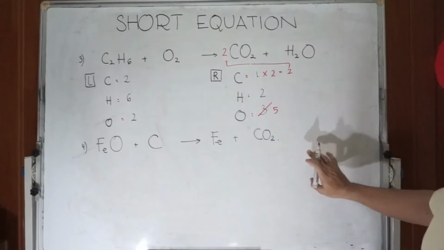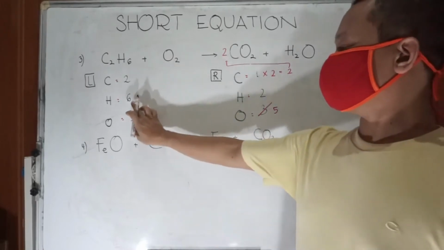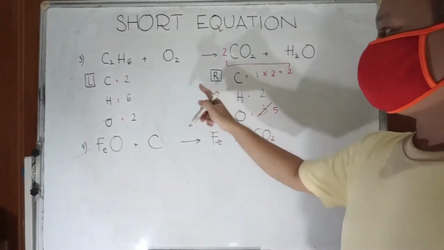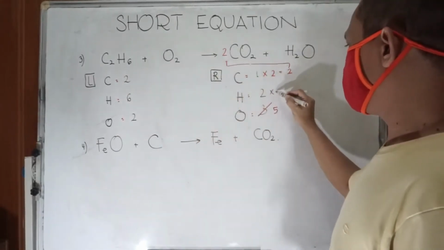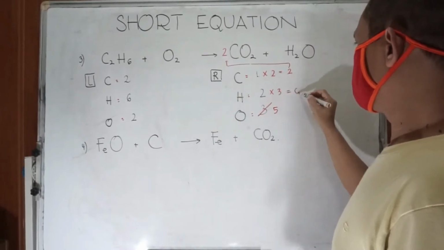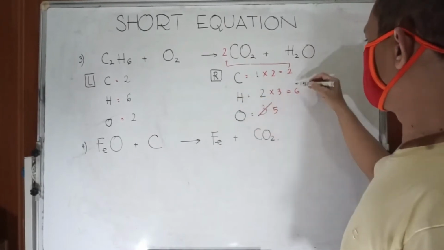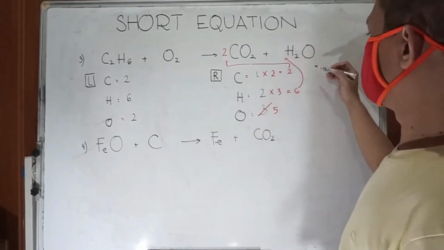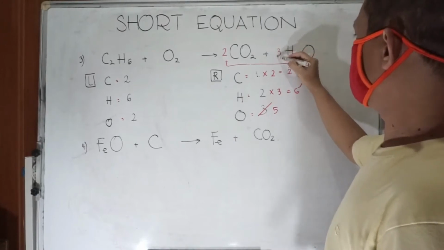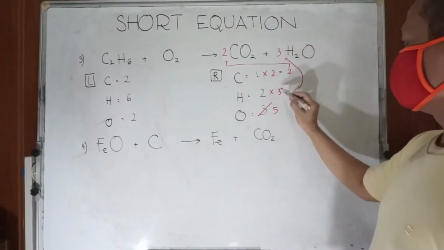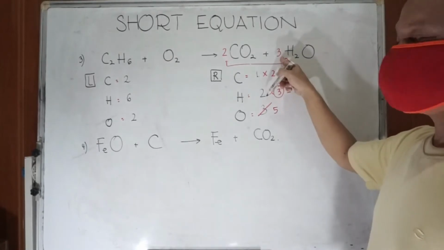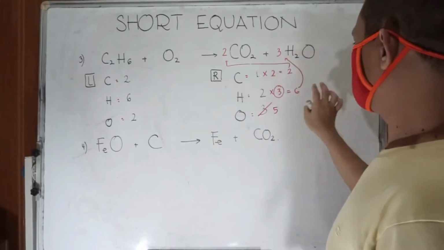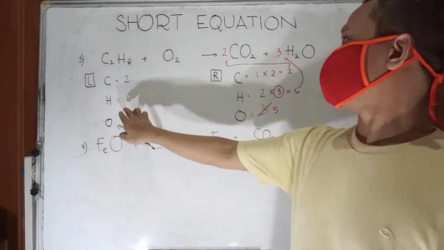Okay, next. This one, the second. Hydrogen is 6, but for the right side, hydrogen is 2. To make it balance, you have to times this one by 3. Totally 6. Hydrogen, 6. So you can put here 3, right? Times by 3. You put here 3. So hydrogen is 6, right? It is 6. And here is 6 too.